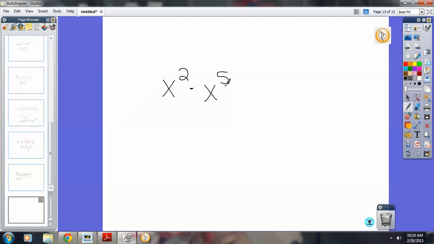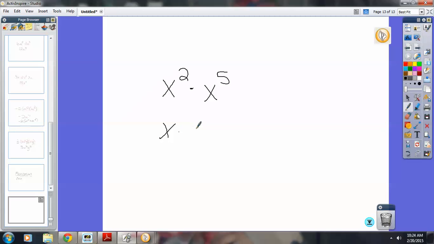Now, we kind of did this backwards. We figured out our shortcut a few minutes ago. But I want you guys to know why we can add these exponents. So, I know this answer should be x to the 7th. Do you agree with that? 2 plus 5 is x to the 7th? Let's talk about why. What does x squared really mean?